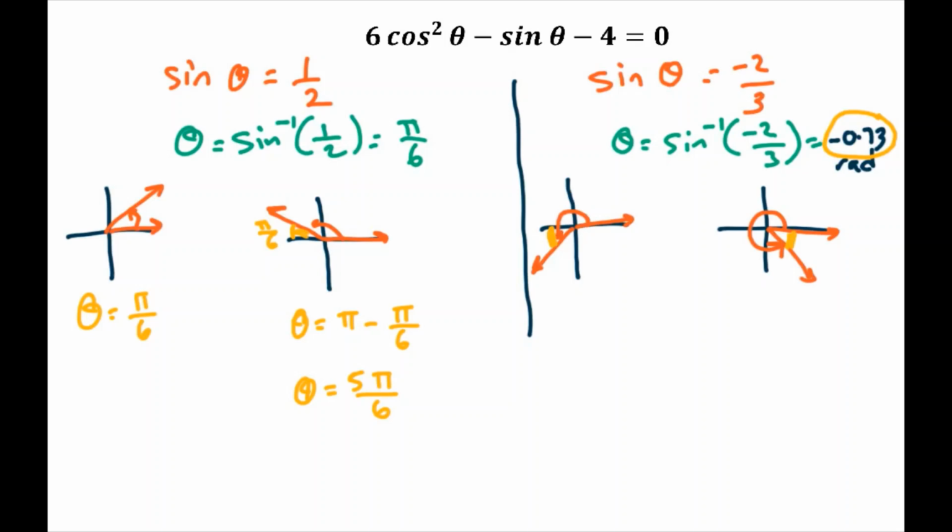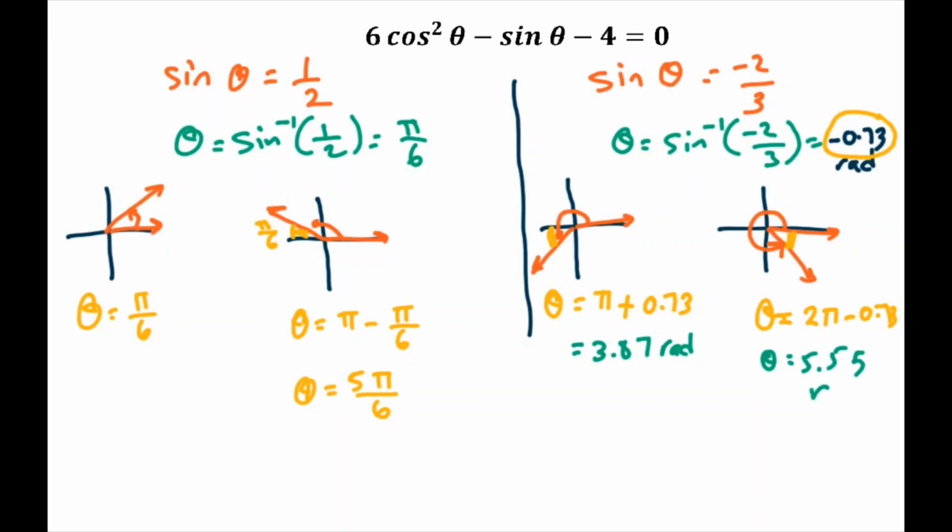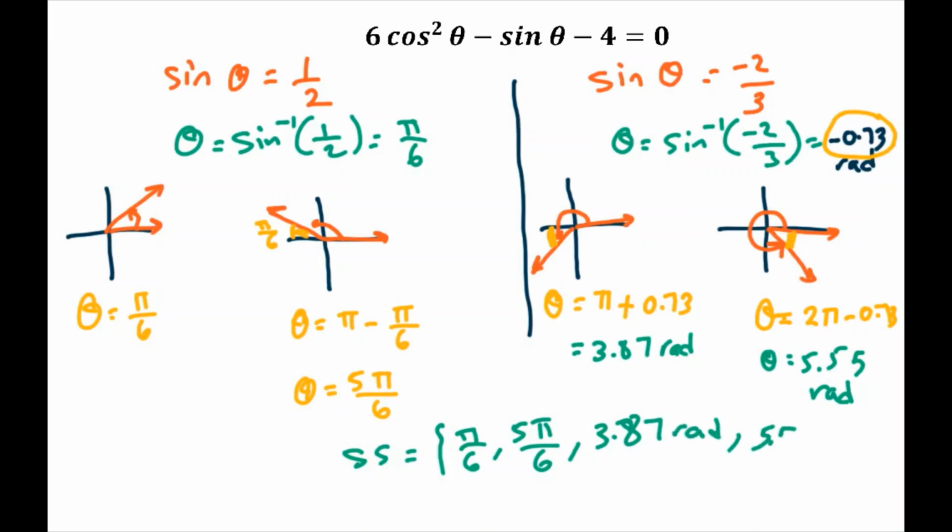Then we can say here theta will be equal to pi plus 0.73. Here theta will be equal to 2 pi minus 0.73. The answer here will be equal to 3.87 radian, and here 5.55 radian. So my solution set is pi over 6, 5 pi over 6, 3.87 radian, and 5.55 radian.